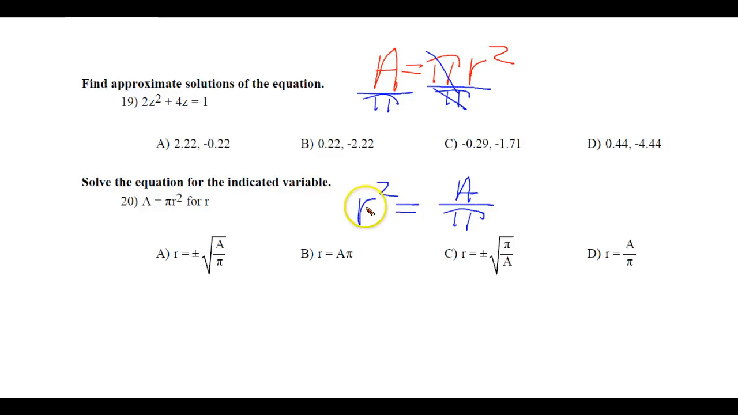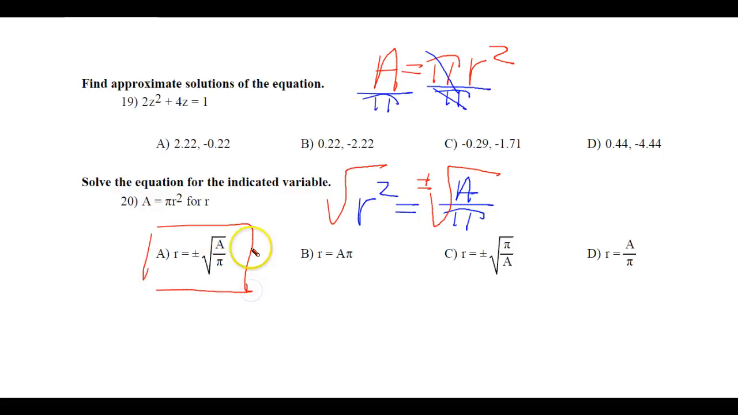Now, how do we get r by itself? Well, we take the square root of this side, and then plus or minus the square root of that side. And that leads us to letter A. So, not too bad.